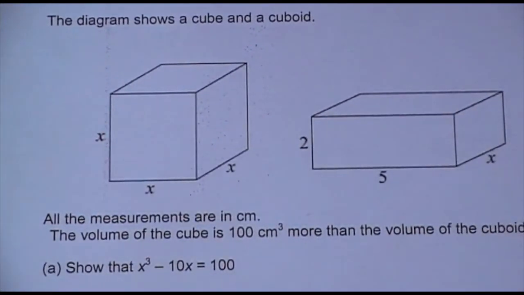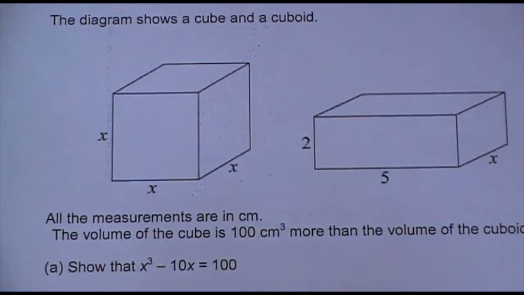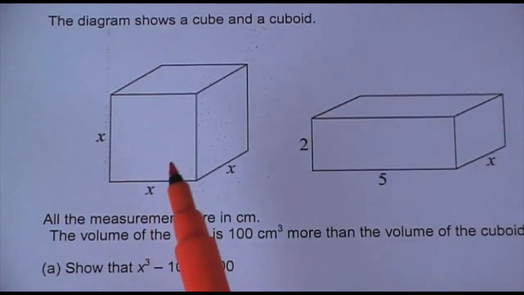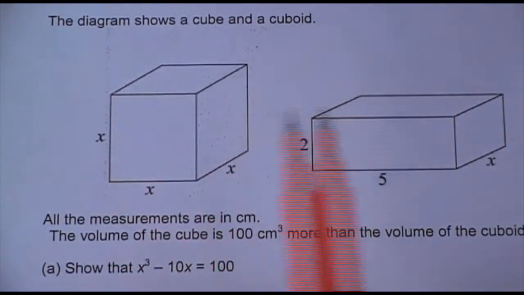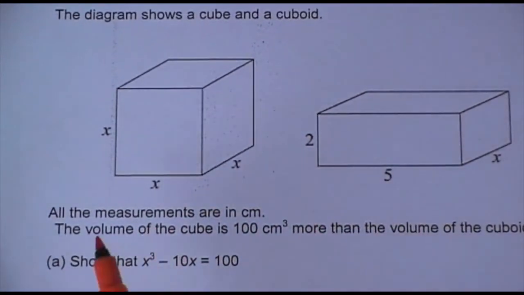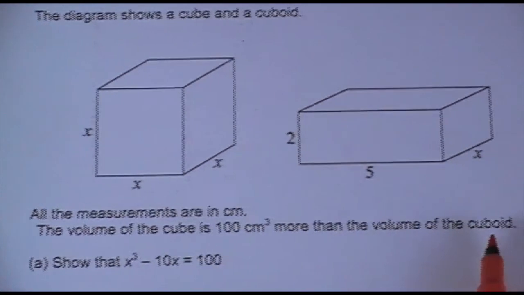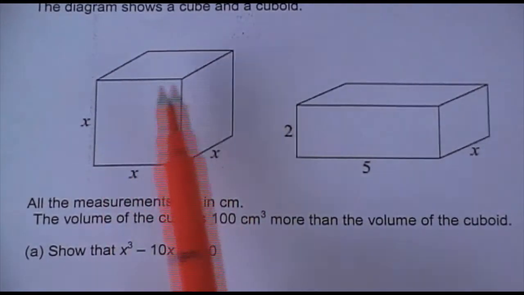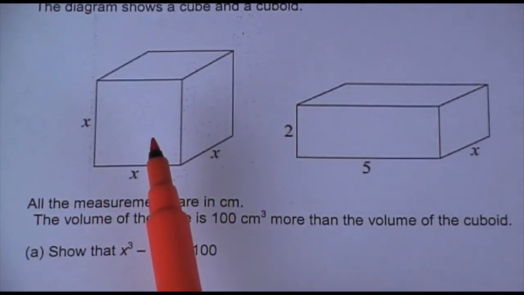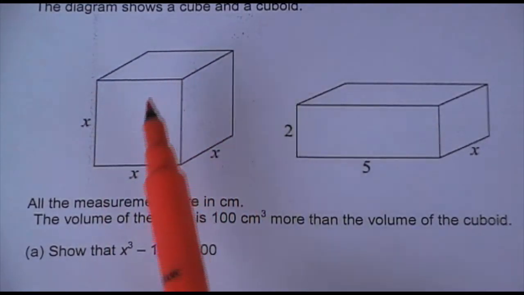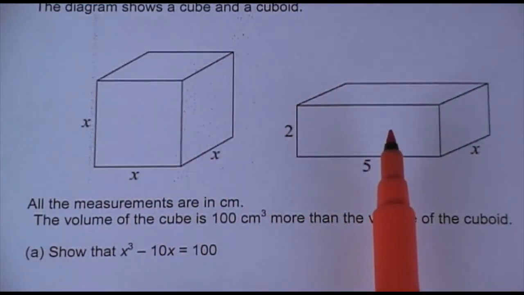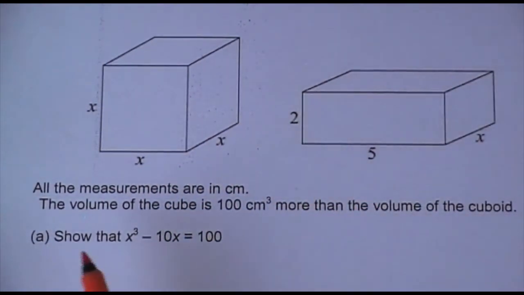I'm just going to quickly do the top one. The diagram shows a cube and a cuboid. This is the cube, that's a cuboid. 3D square, 3D rectangle. All of the measurements are in centimetres. The volume of the cube is 100 centimetres cubed, more than the volume of the cuboid. So they're not saying that the volume of the cube is 100 centimetres cubed. They're saying it's 100 centimetres cubed more than the cuboid. And then they say show that.